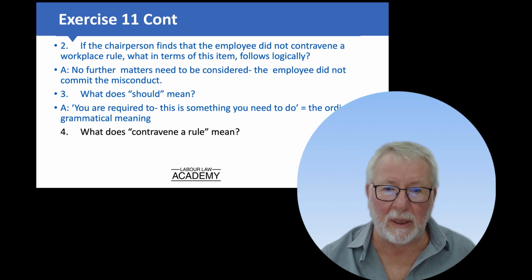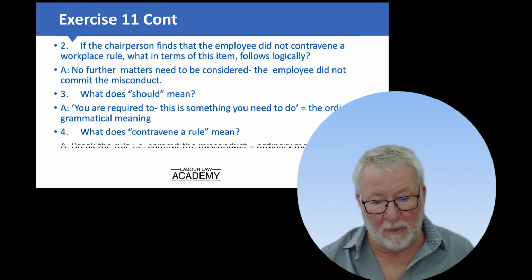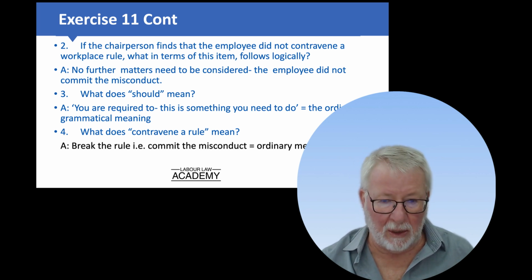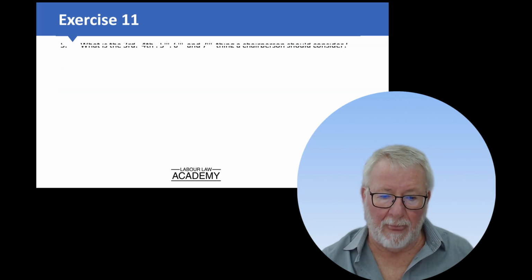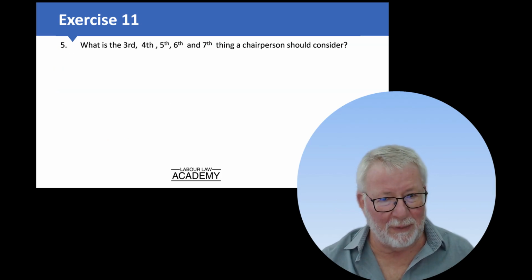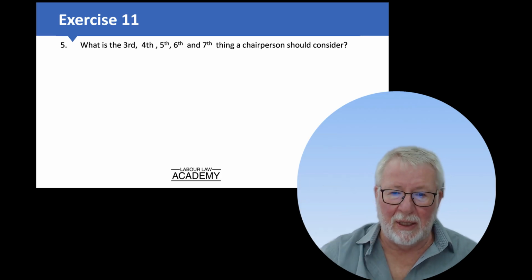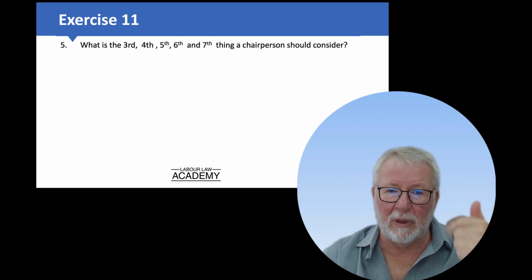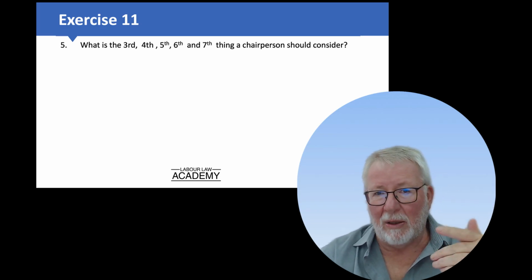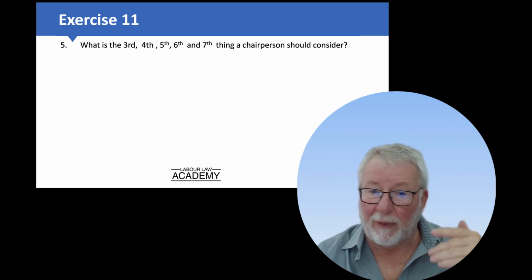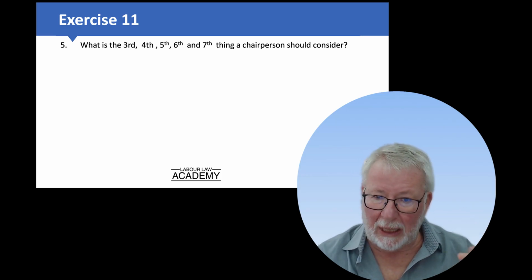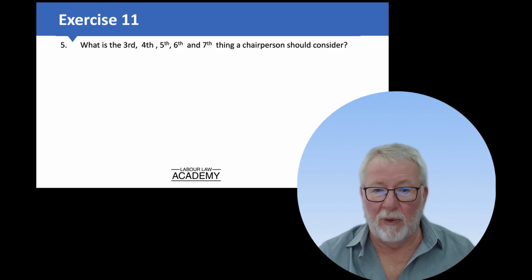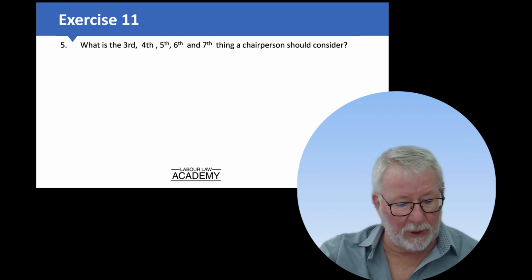What does contravene a rule mean? It means breaking the rule, committing misconduct. That's the ordinary meaning of the words. Now this is a little bit difficult. I've said to you what is the first and second thing that a chairperson should do, and we've worked that out using logic. Is there a rule, first of all? Secondly, did he contravene the rule? So now, if, as we found out, he has contravened the rule, in other words, committed the misconduct, or as we say, is guilty, then we move on to the third, fourth, and the things that must be considered.